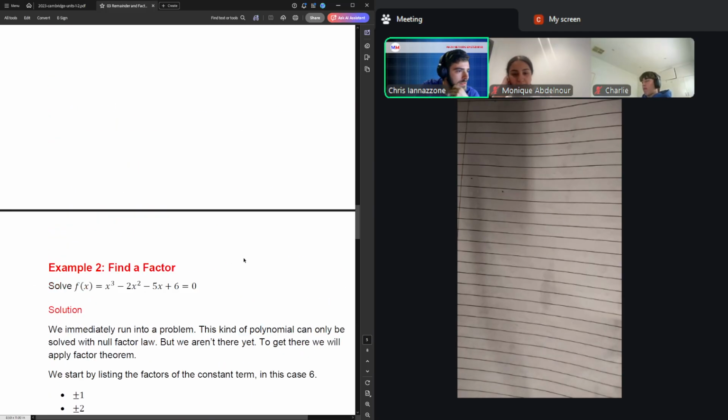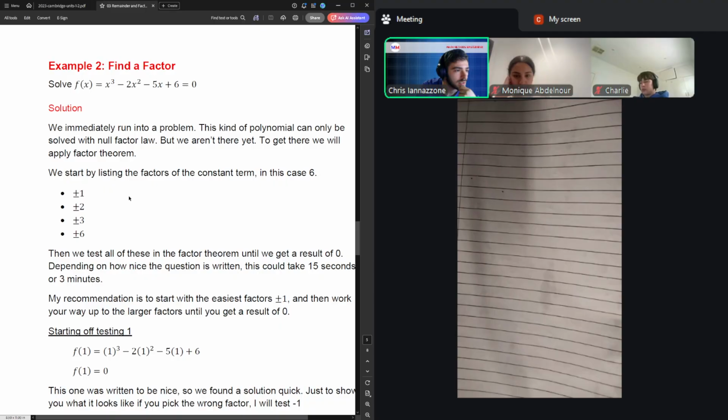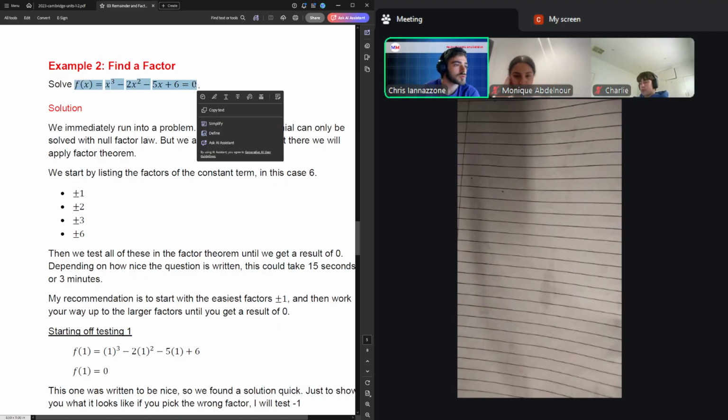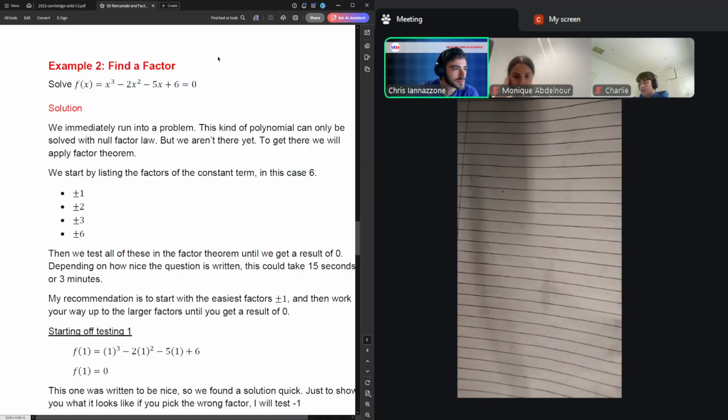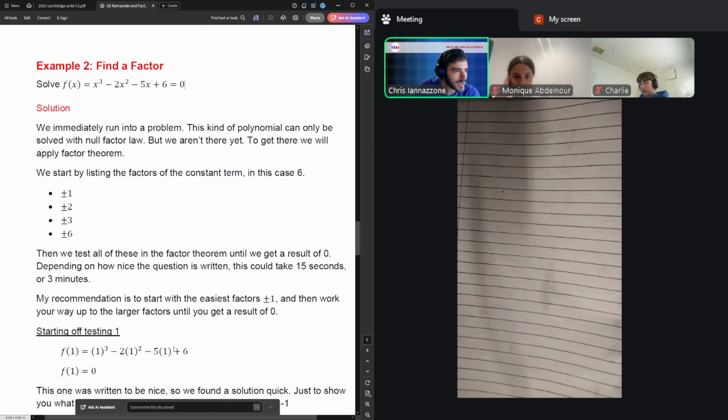Okay. Now, the example I gave was pretty simple. It was just prove that this is a factor. That's not so helpful for solving because, well, we kind of already know it's a factor. Why would I bother trying to prove it? More commonly, you'll be given just, here's a polynomial, it equals 0, solve it. Good luck. How do we actually get our factors without any additional information?